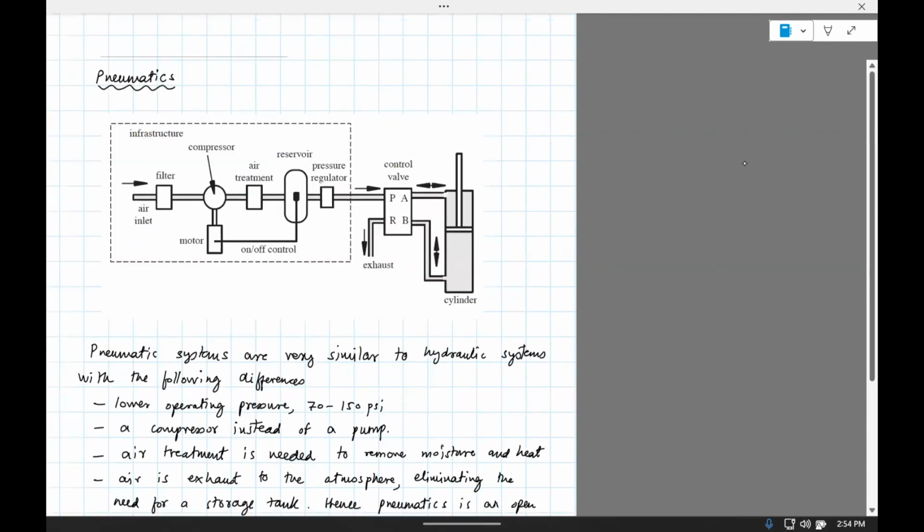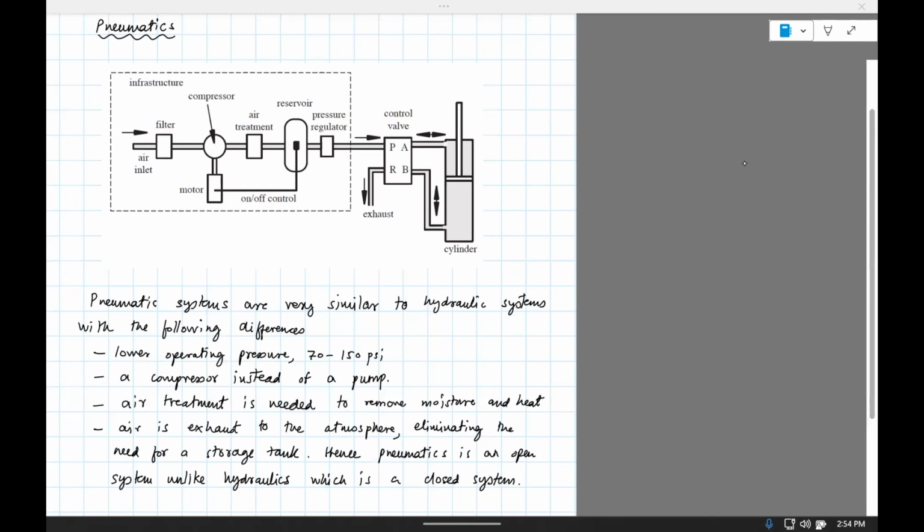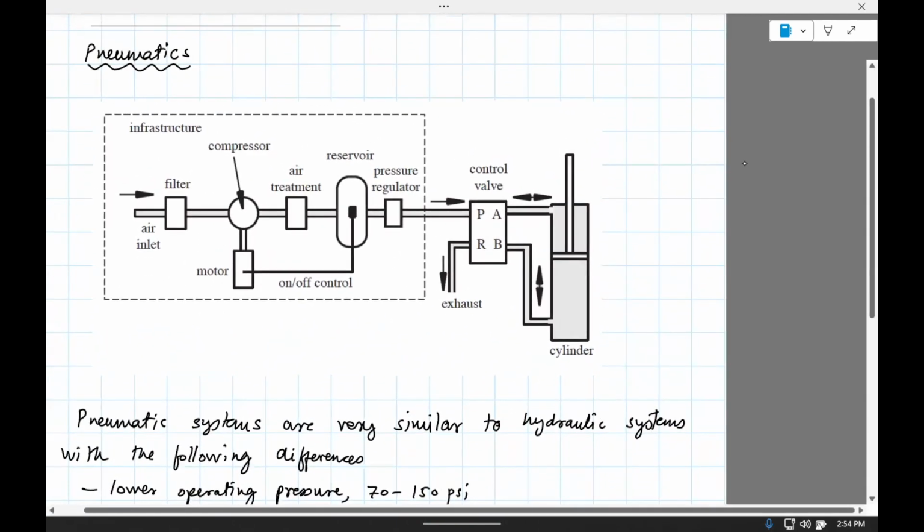Okay, so a pneumatic system looks like this. It's very similar to a hydraulic system. Let's see what goes in the filter. You need to remove, so air is going in, you need to clear out unnecessary particles in the air because it's going to damage your system. You need to compress the air, okay, because you need high pressure air.